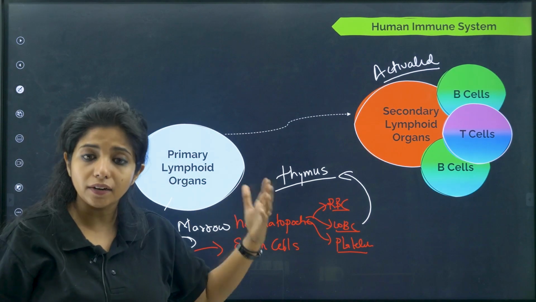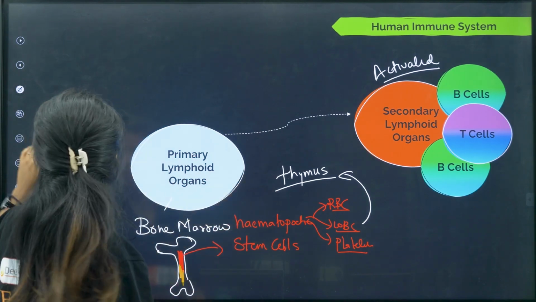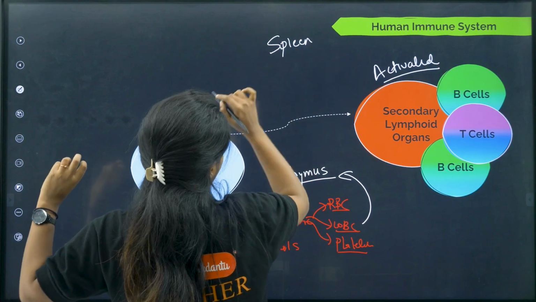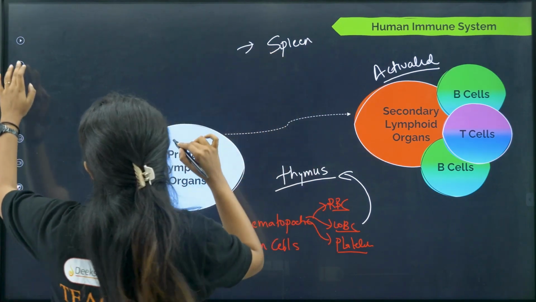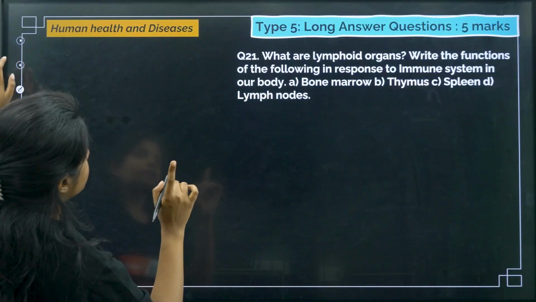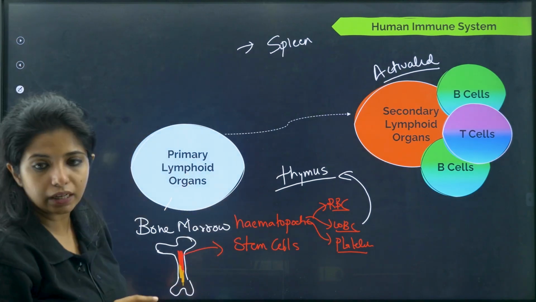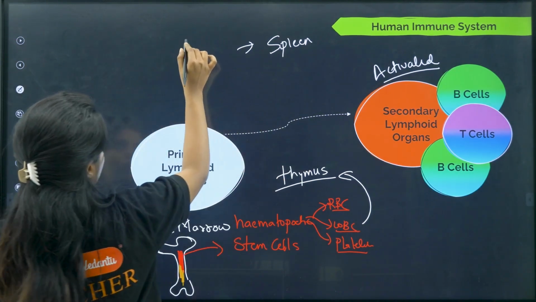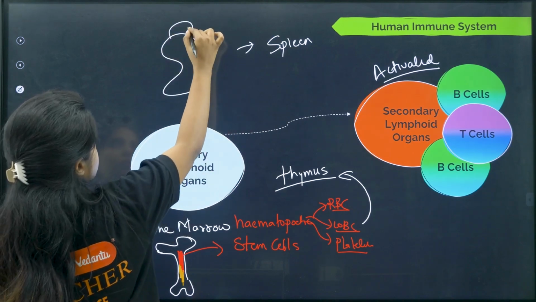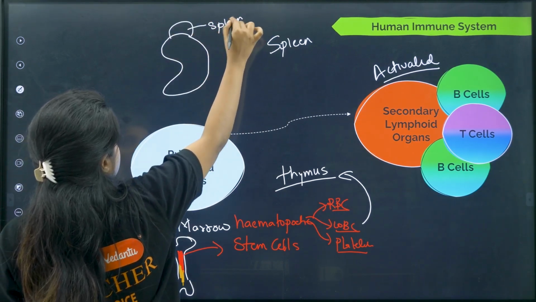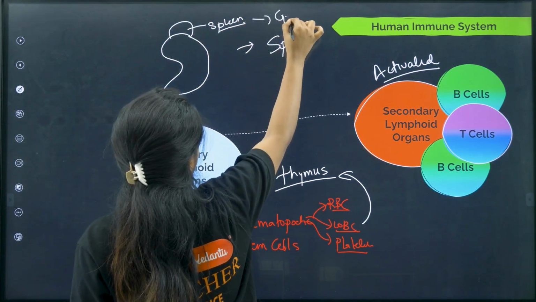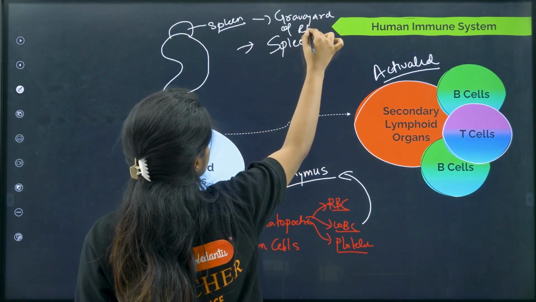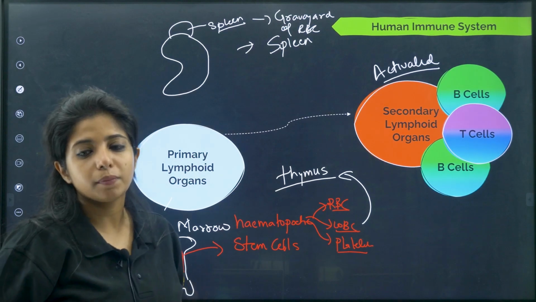Going ahead with secondary lymphoid organs, you have the spleen and lymph nodes. Lymph nodes I already explained. Spleen, listen to me. The spleen is an organ which is on top of the stomach. The spleen is called the graveyard of RBCs because this is where the old, worn out RBCs come and die.